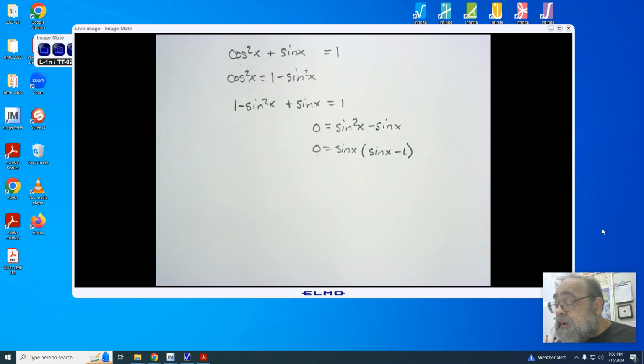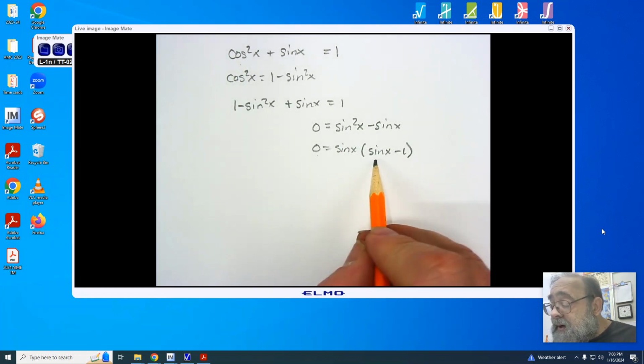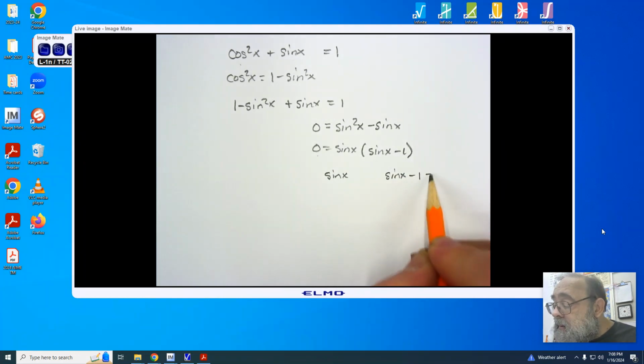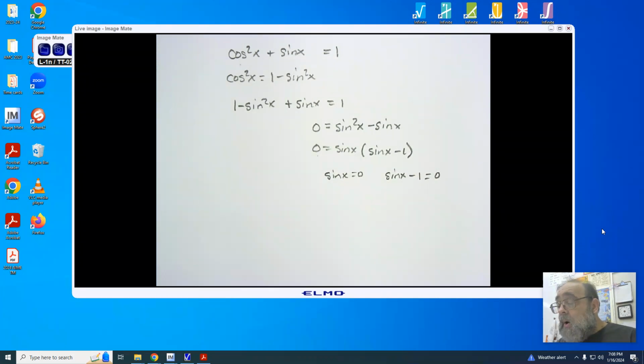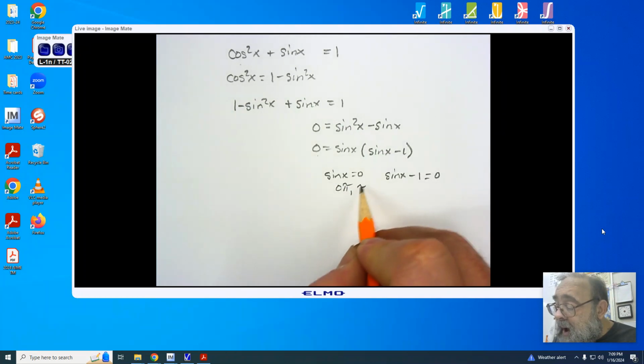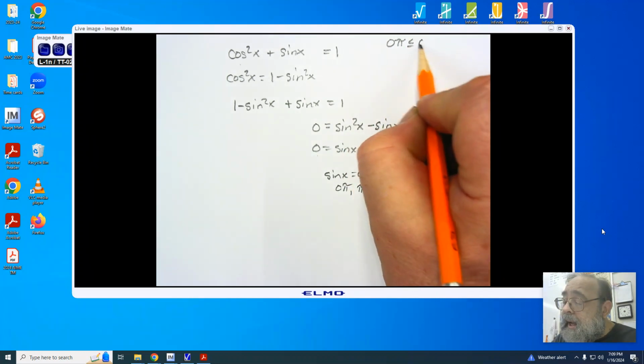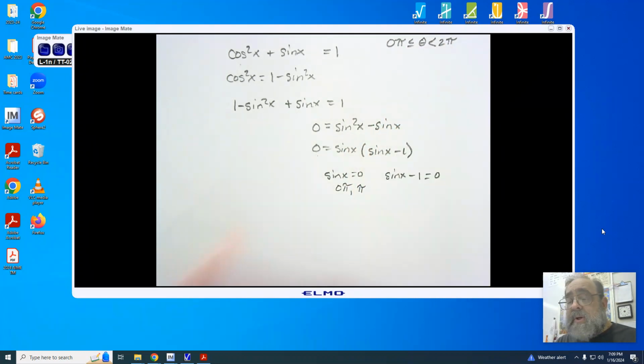Well, if I'm trying to get it equal to 0, when does each of these factors, sine of x and sine of x minus 1, equal 0? Well, we know that the sine of x is going to equal 0 at 0 and pi on our basic unit circle and our domain of 0 to 2 pi, which is most likely what we would have. If we have infinite numbers where we don't have the domain, I would now add my period. So that would be 0 plus 2 pi k and pi plus 2 pi k.